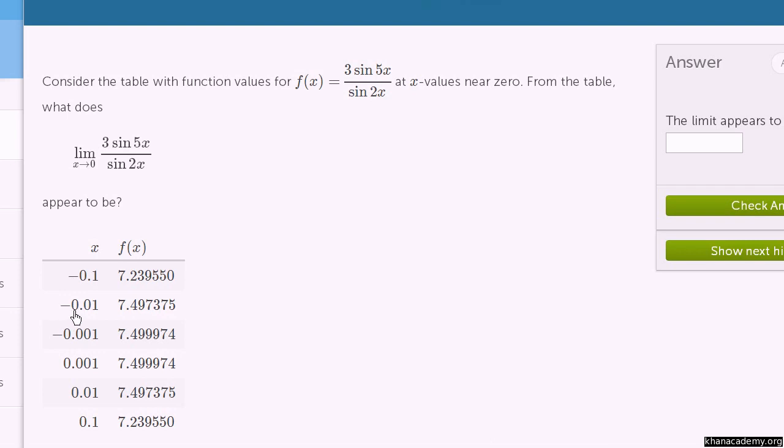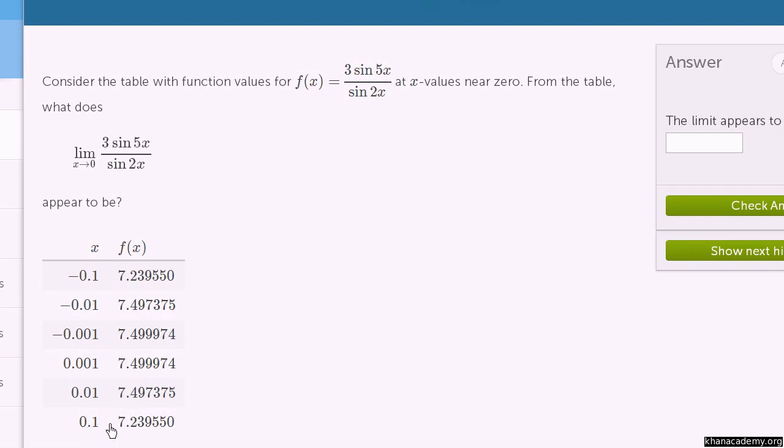X is negative 0.01. Once again, we're approaching 0 from values less than 0. And now we've gone up to 7.497375. We get even a little bit closer to 0, and we get to 7.499974. Now let's see what happens as we approach 0 from above, from values greater than 0.